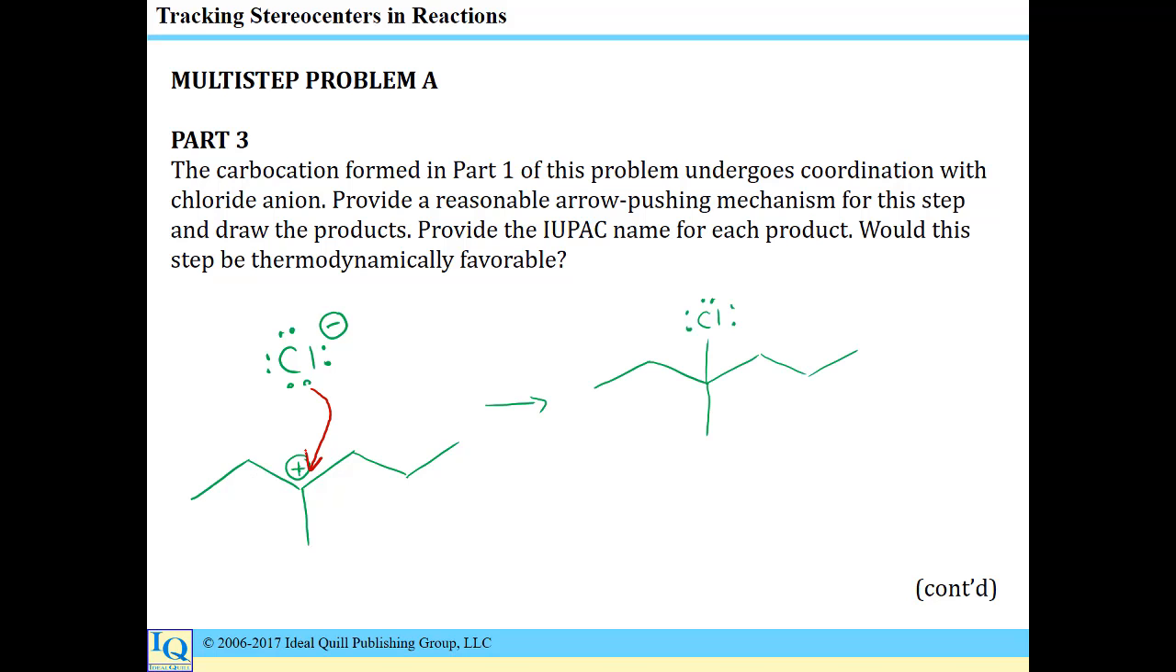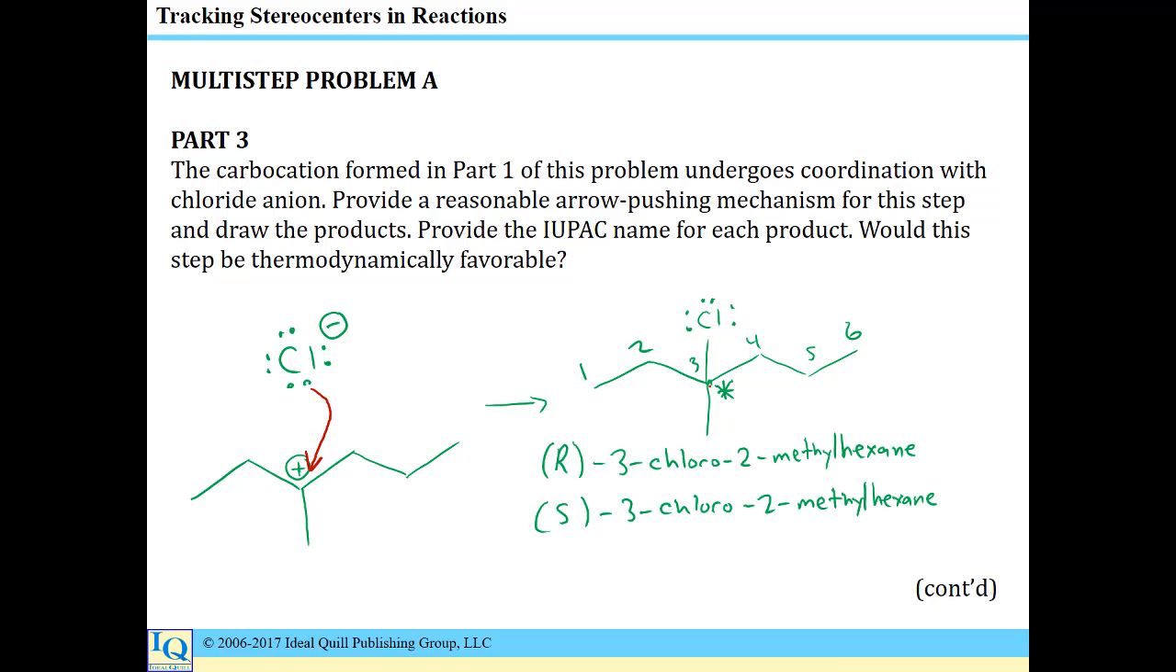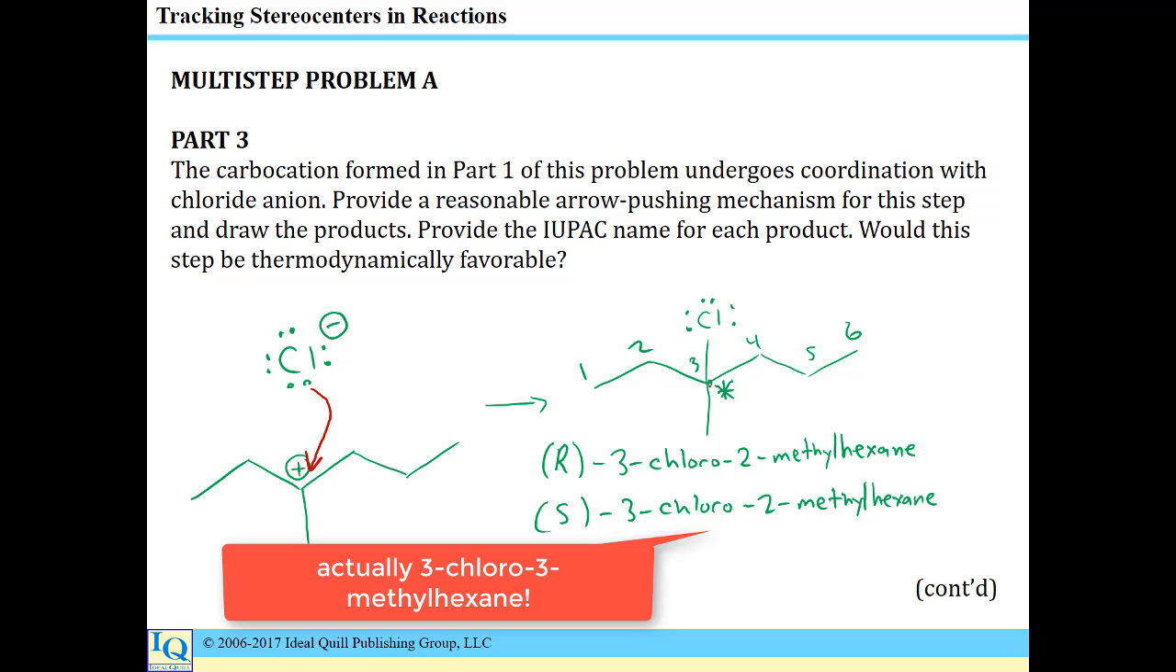So we have provided the arrow pushing mechanism and drawn the product, and we need to provide IUPAC names for each product. In order to name the products, we have to recognize that there is a stereogenic carbon, the carbon to which the chlorine is attached, and that means we'll have the potential for R and S isomers. So it is possible to produce the R or S isomer of 3-chloro-2-methylhexane in this reaction.